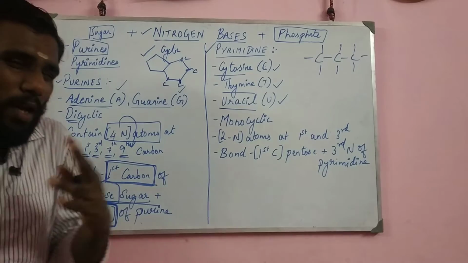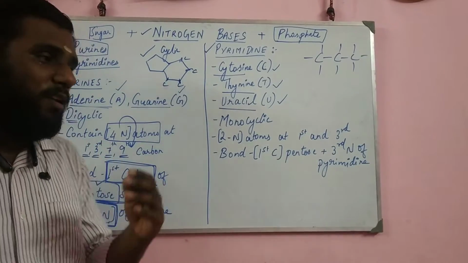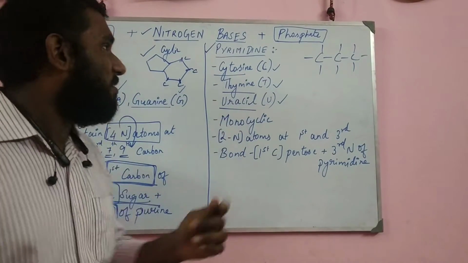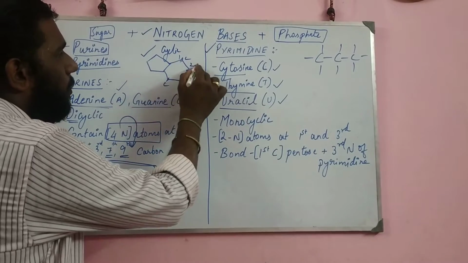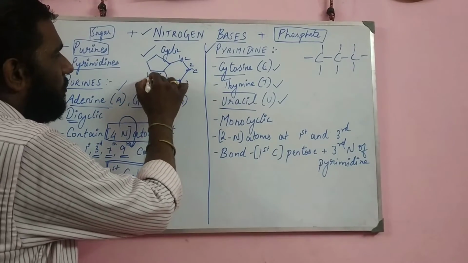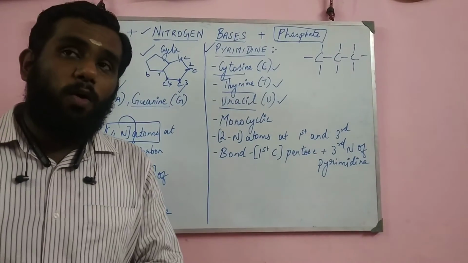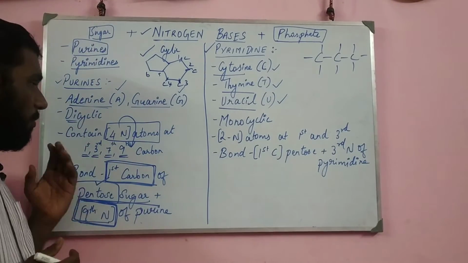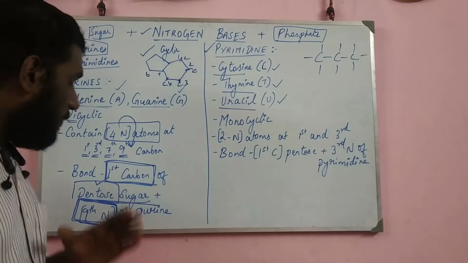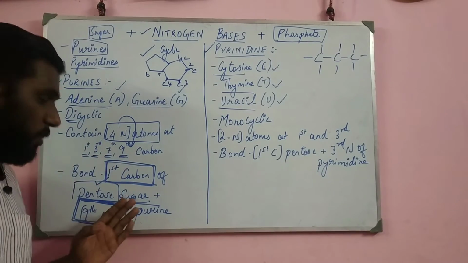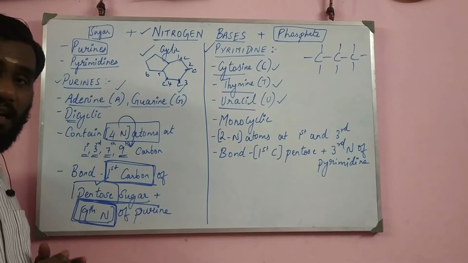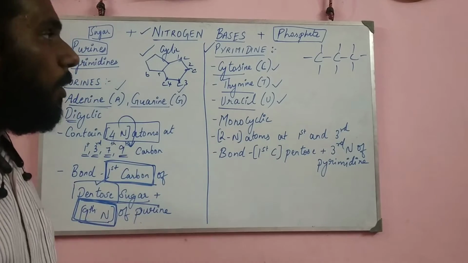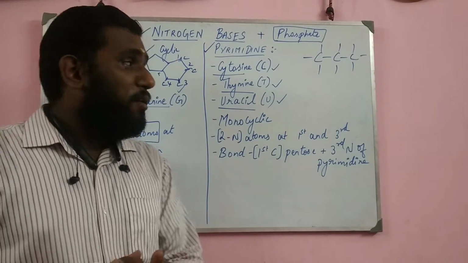So to give you a quick recap of how this naming is done, it is always done in anti-clockwise direction. So it will be named like 1, 2, 3, 4, 5, 6. It goes like this. If you can remember that, then this will be easy for you to catch up. So the bonding for a purine always takes place between the first carbon of the pentose sugar and the ninth nitrogen of the purine. Okay. Now coming to the pyrimidine.